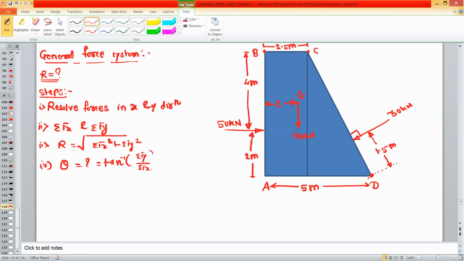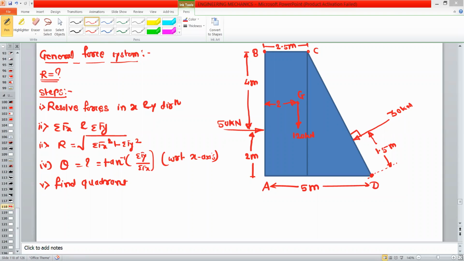by summation fx. So this angle is with respect to x-axis. Once we get R and theta, the next step is to find the quadrant. So this quadrant depends on the summation fx and summation fy. We have to just observe the direction for summation fx and summation fy, and depending on that, we have to find out the quadrant. Okay.